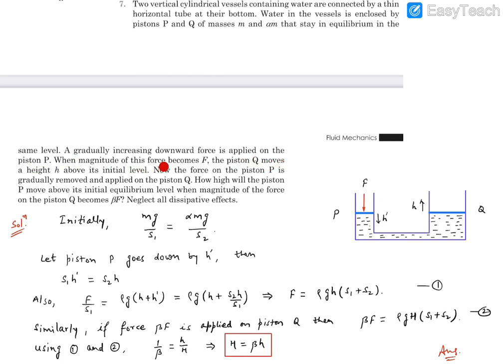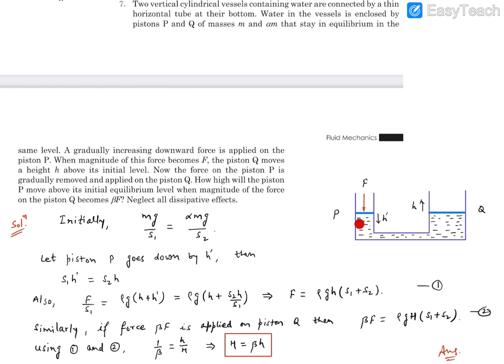When the magnitude of this force becomes capital F, the piston Q moves a height h above its initial level. Now the force on the piston P is gradually removed and applied on the piston Q. How high will the piston P move above its initial equilibrium level when the magnitude of the force on the piston Q becomes beta times F? We need to neglect all dissipative effects.